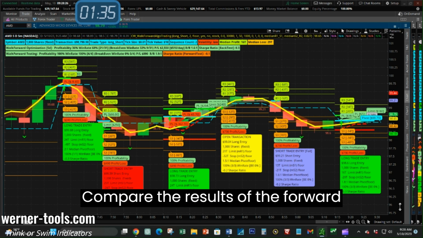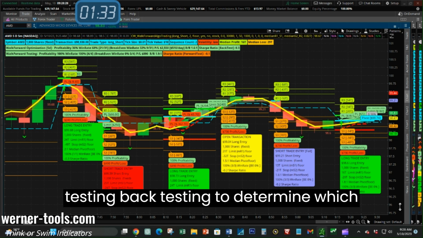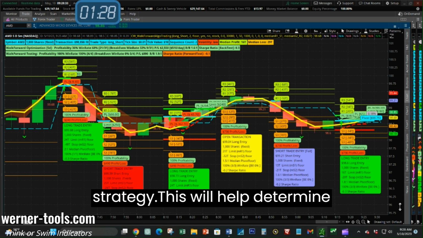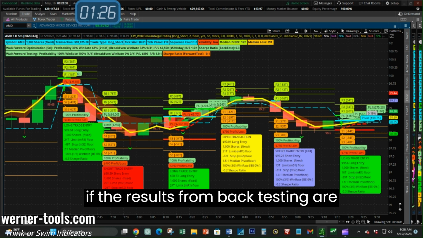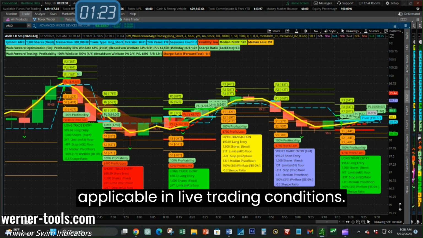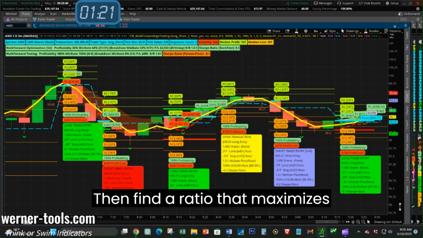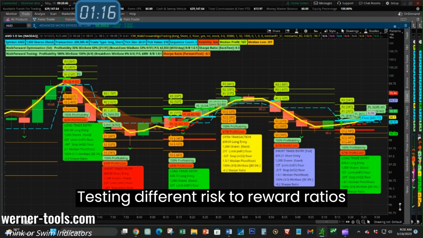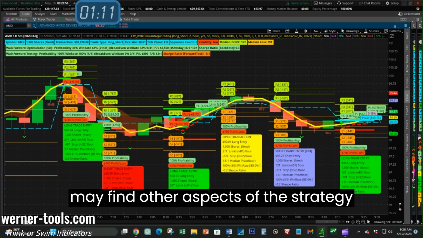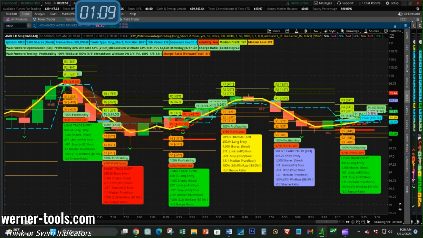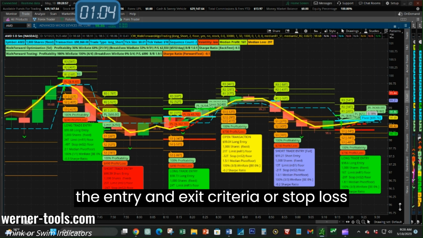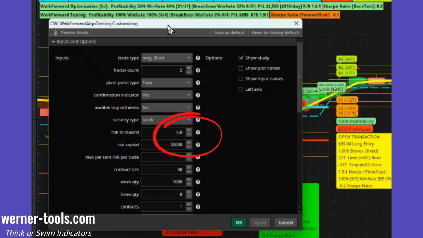Compare the results of the forward testing and back testing to determine which risk-to-reward ratio works best for the strategy. This will help determine if the results from back testing are applicable in live trading conditions. Then find a ratio that maximizes profitability while minimizing risk. Testing different risk-to-reward ratios may find other aspects of the strategy that need to be adjusted. Consider fine-tuning your strategy by adjusting the entry and exit criteria or stop loss and take profit levels.